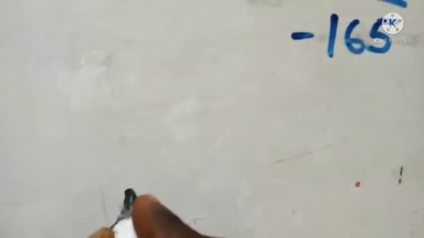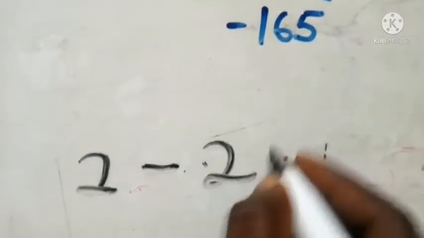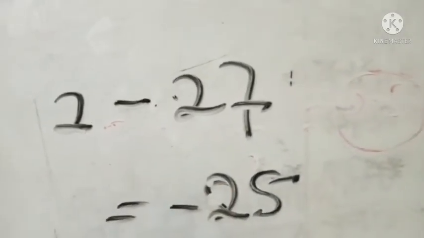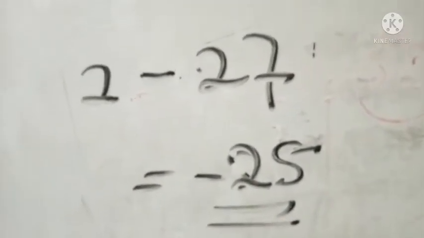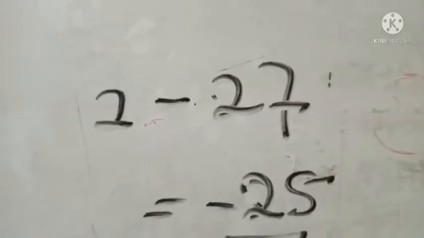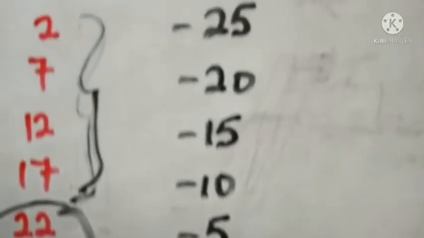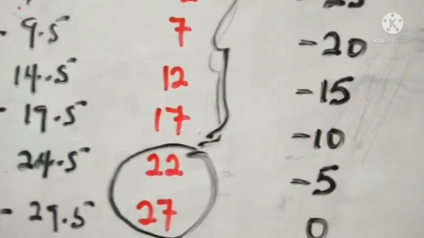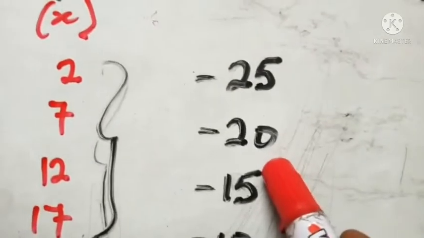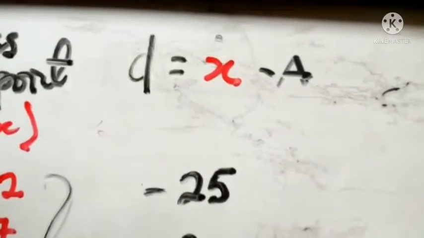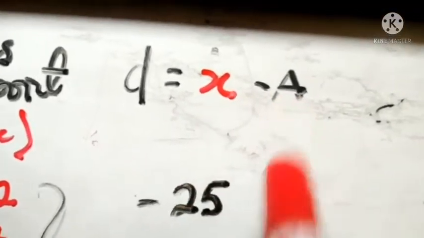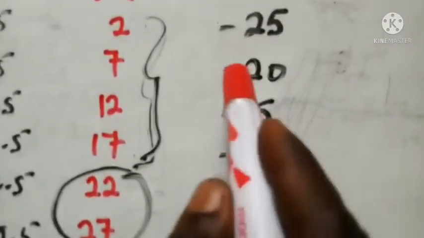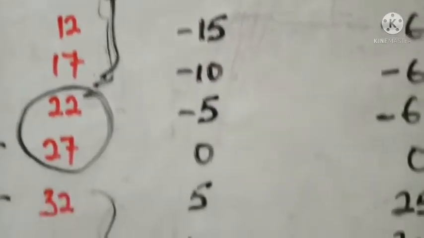So that will be 2 minus 27, right? So this will be equal to minus 25. Is that okay? Minus 25. So X minus A will give us the D. So here, that is how I got minus 25. What about this line? This line will be 7 minus 27, right? So that will be minus 20. So this is how simple you find your D. D is equal to X minus A. Is that okay? So you have to do the same thing for all the rows. So after solving everything, you get these beautiful numbers over here.